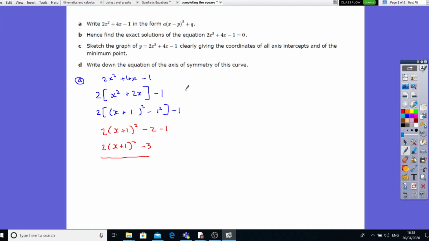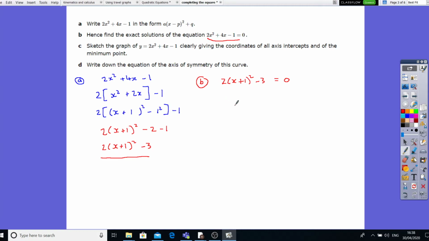It's in completed square form. So let's have a look at B. It goes, hence find the exact solutions of this equation. What that means is, when will this equal 0? So we've got to find the roots of the equation. First: 2 times x plus 1 squared, minus 3, is equal to 0. This equation is the same as the one we've just done here, and we're going to make that equal to 0.